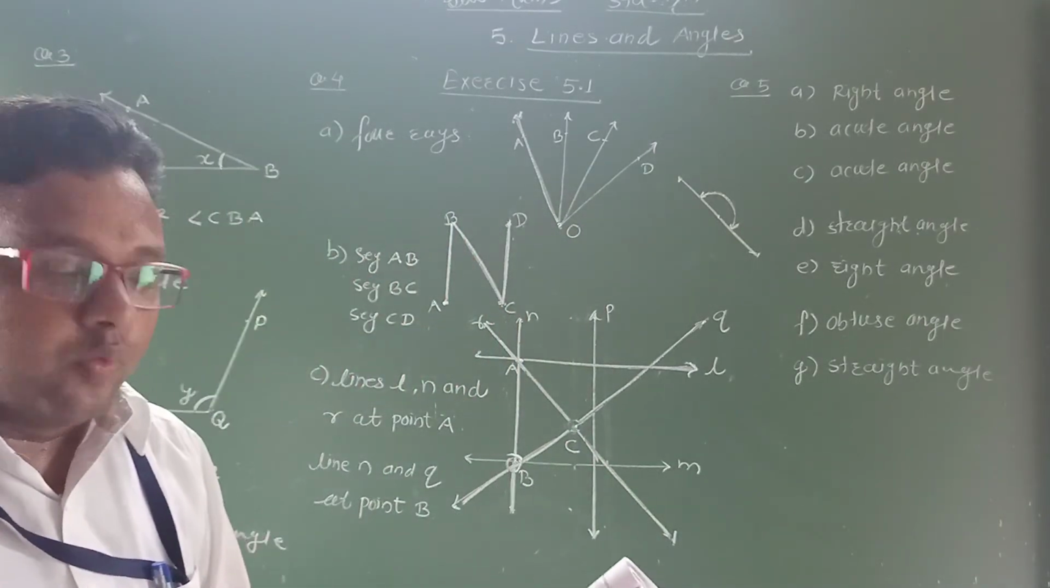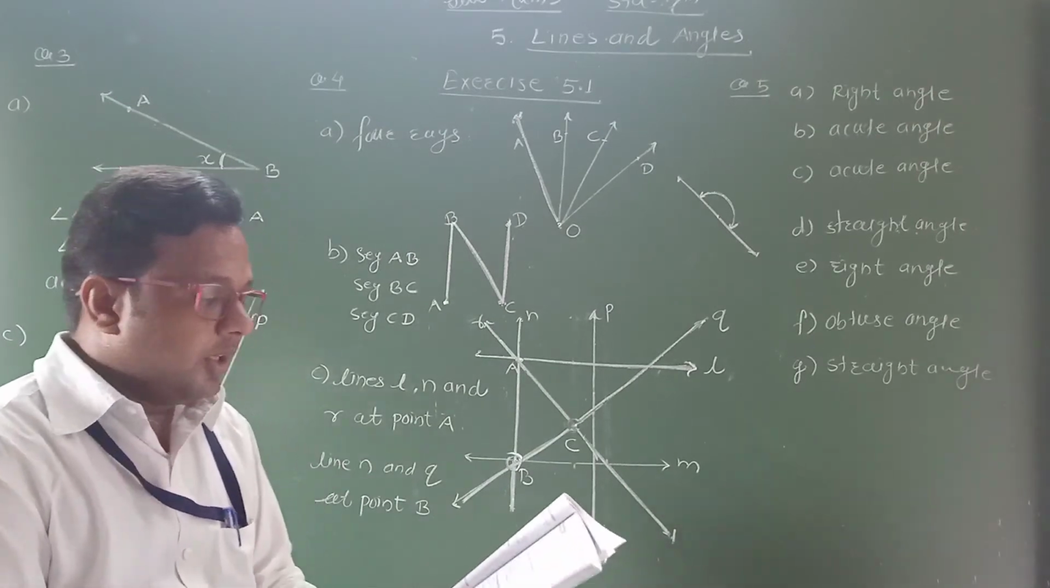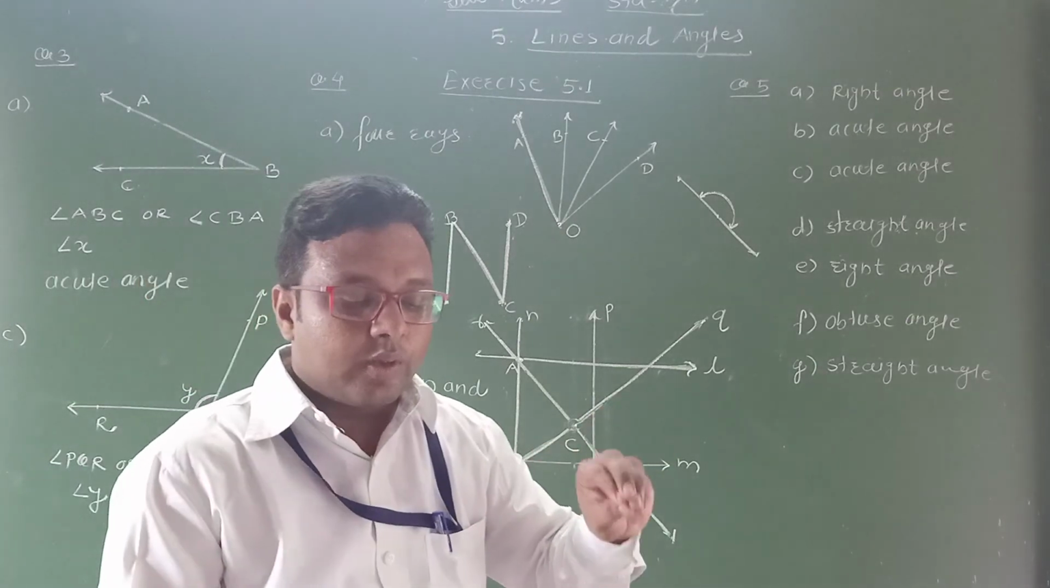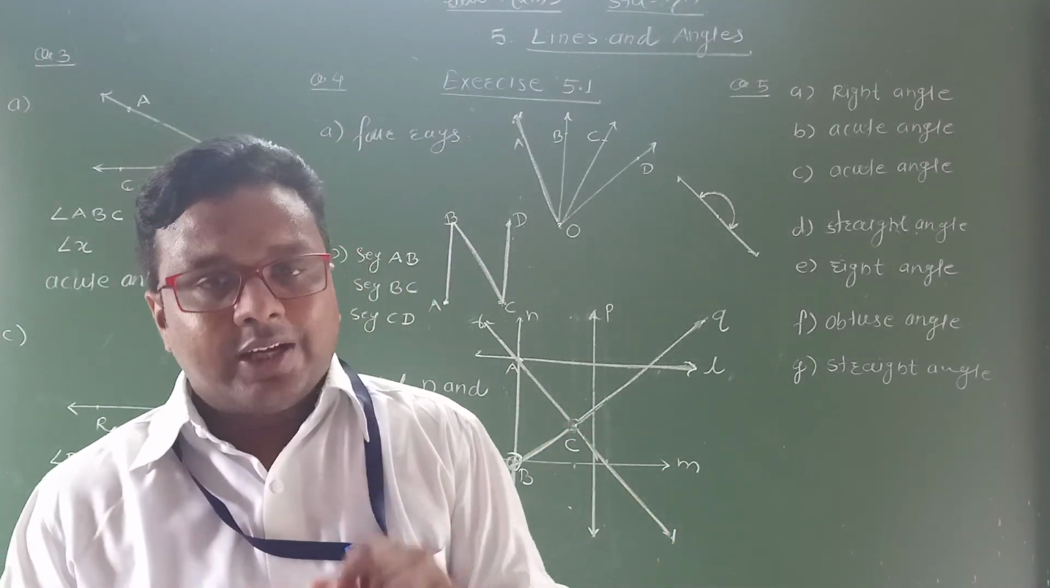Now note down your homework. Question number 3, the remaining two examples B and D. Name the angles and the types of the angles from question number 3. That you have to complete.